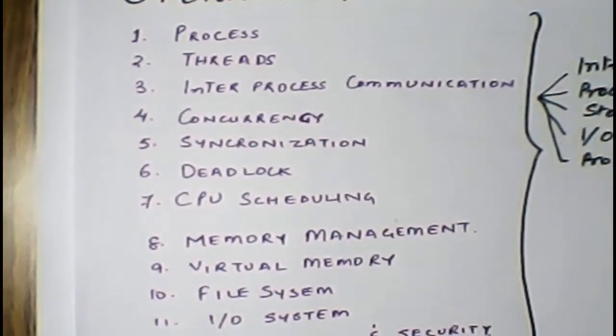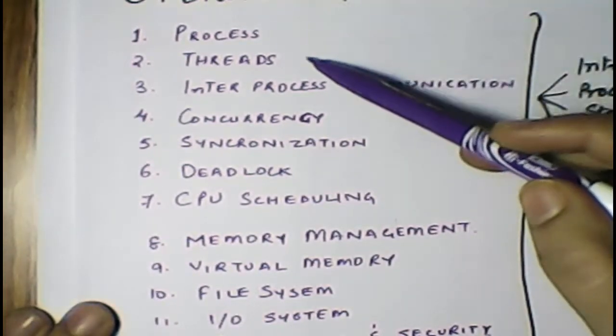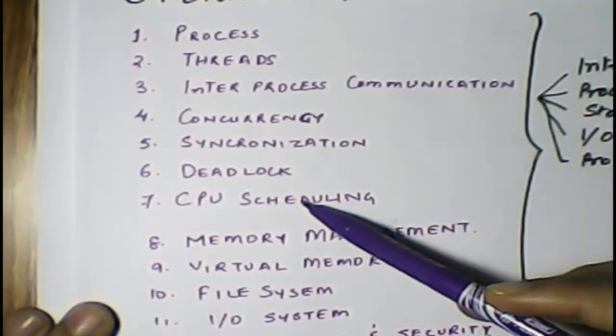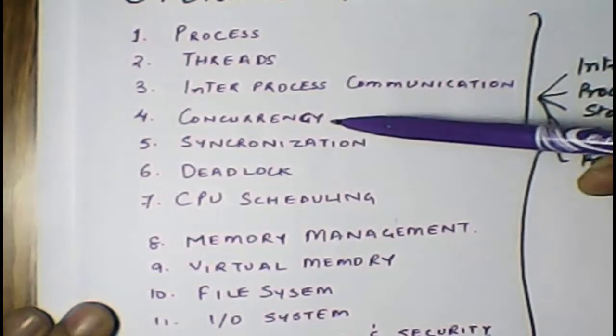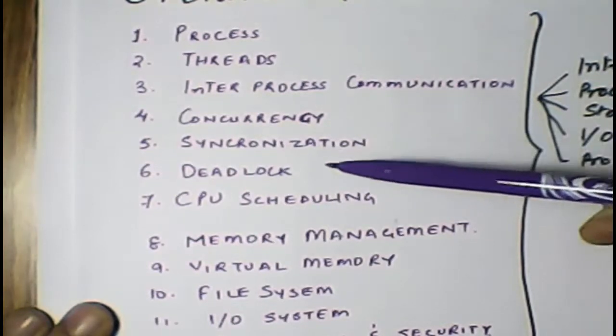First, you need to do an introduction on operating system. This is like what is an operating system, what are the roles of operating system, how operating system works, what happens when an interrupt comes, and other things. Then process management is the first 7 topics: process, threads, inter-process communication, concurrency, synchronization, deadlock and CPU scheduling.